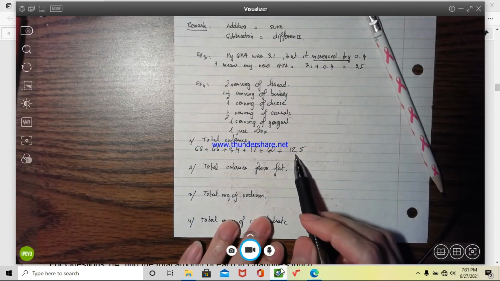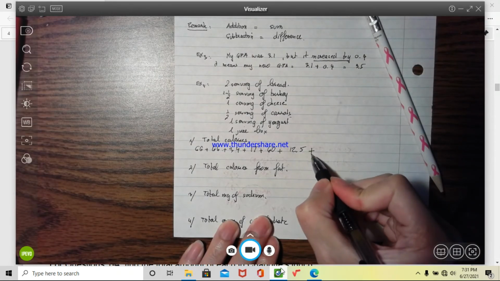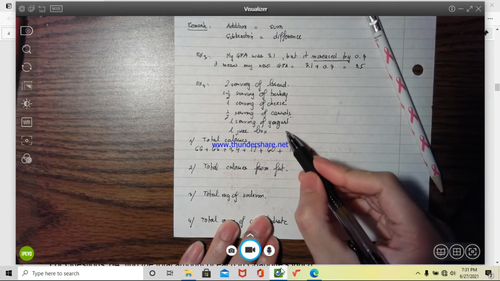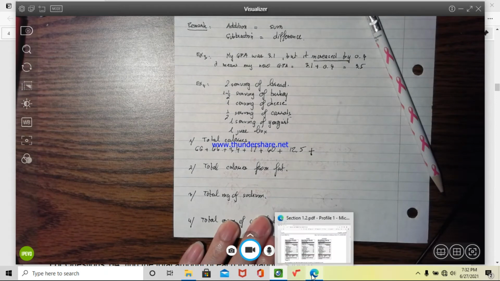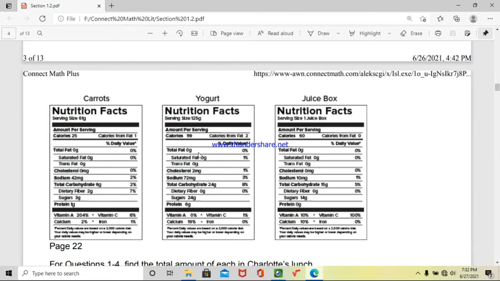So 12.5 right here, plus 1/7 of yogurt and juice box. So we look at that yogurt. So be 119. So plus 119, and juice box is 60, right? It's 60. So 60. Okay.